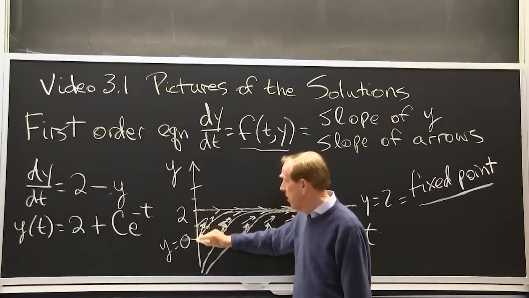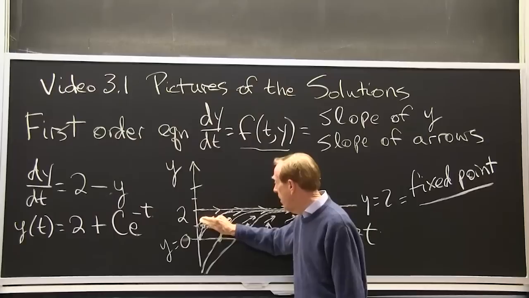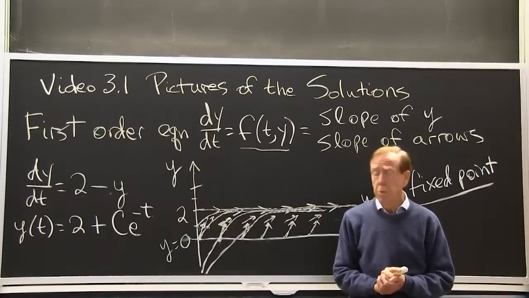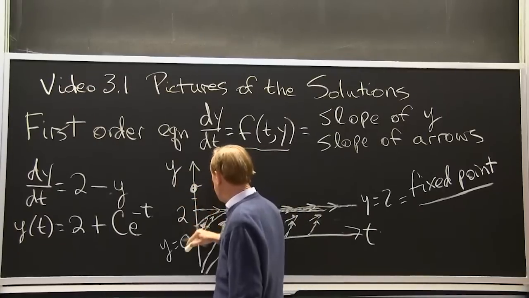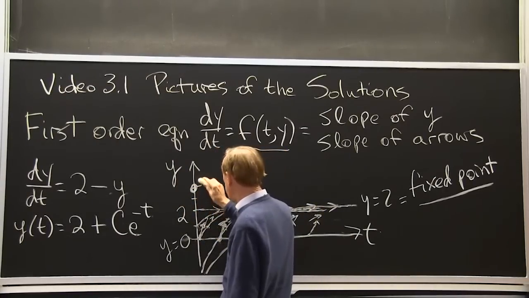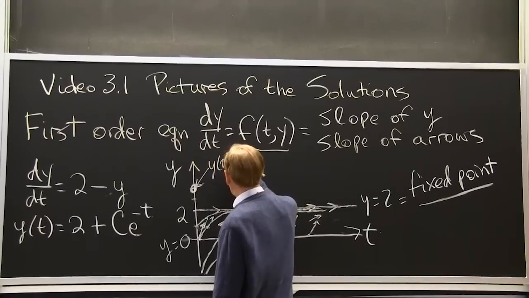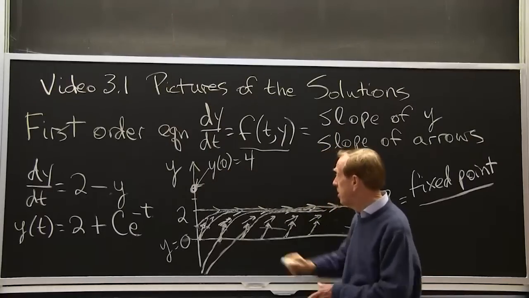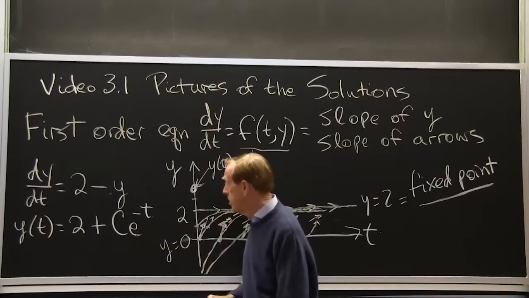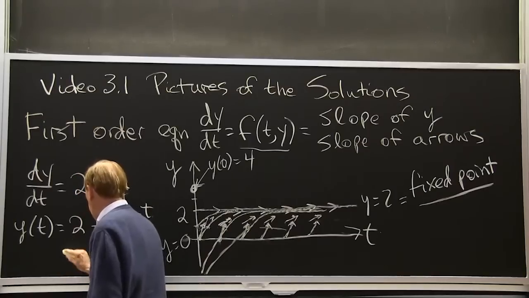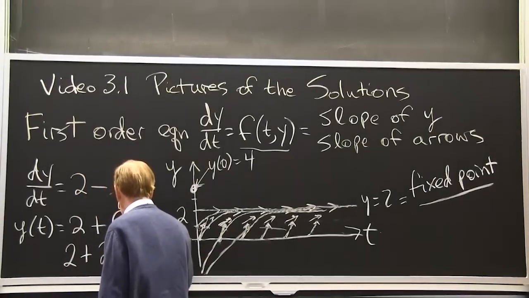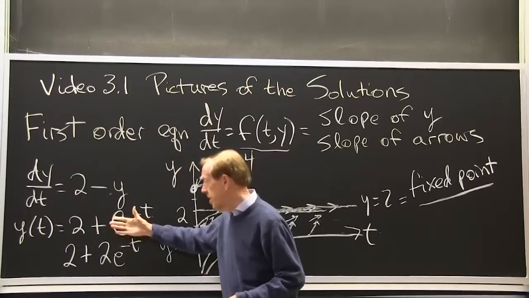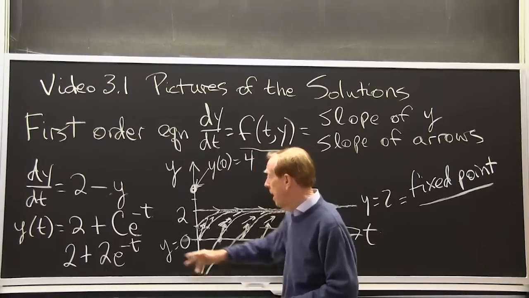So this is starting at 0, this is starting at 2, starting at 1 would be a higher start. What about starting at 4? Suppose y of 0 is 4. That point is t equals 0, y equals 4. What's the graph of the solution with that start? Actually, I could figure out what the solution would be. If y of 0 is 4, I'd have 2 plus 2 e to the minus t, right? At t equals 0, that's 4. And it fits, it solves the equation. And that's going to be its graph.